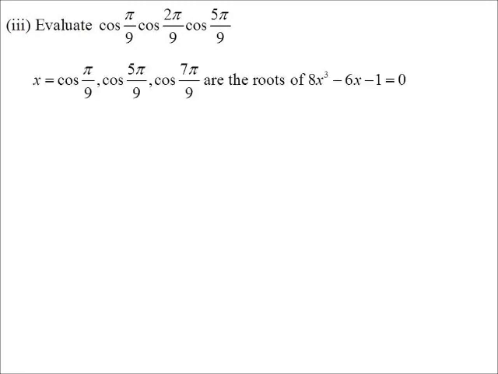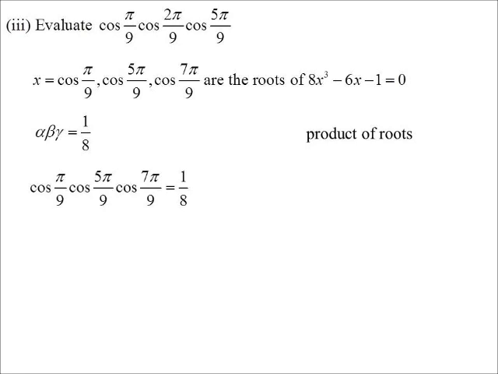It wants me to work out what is cos pi on 9 times cos 2 pi on 9 times cos 5 pi on 9. Okay, let's go back to what we just solved. We now know x are solutions. So cos pi on 9, cos 5 pi on 9, cos 7 pi on 9 are the 3 solutions, or the 3 roots of this equation. Let's go forward. We're trying to get cos pi on 9 times cos 2 pi on 9 times cos 5 pi on 9. Product of 3 things, well, the product of the roots for our equation is 1 on 8.